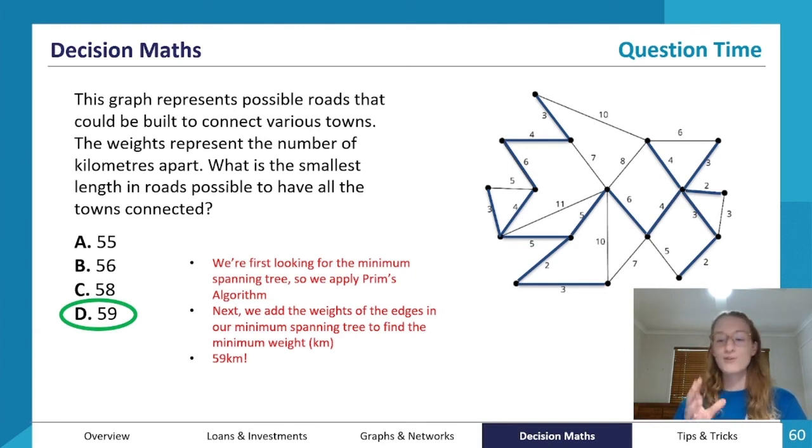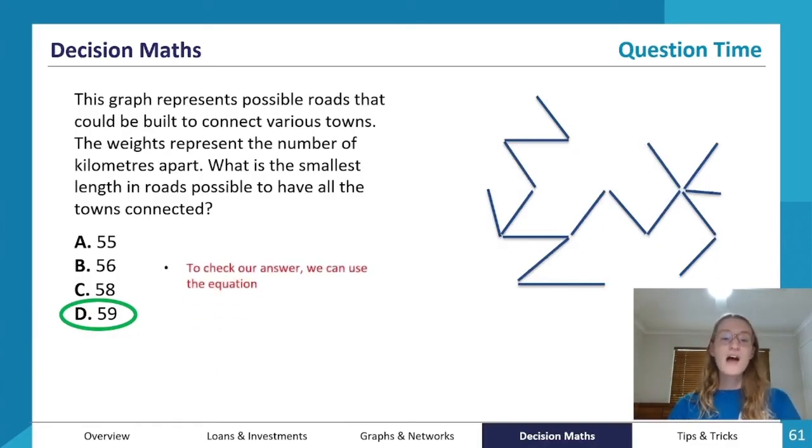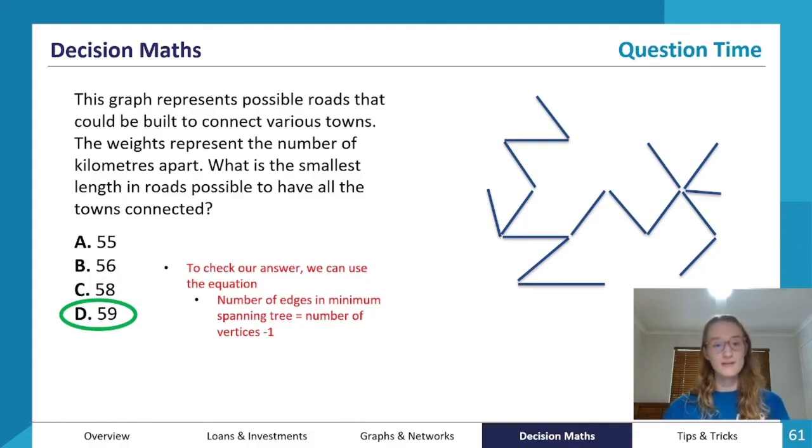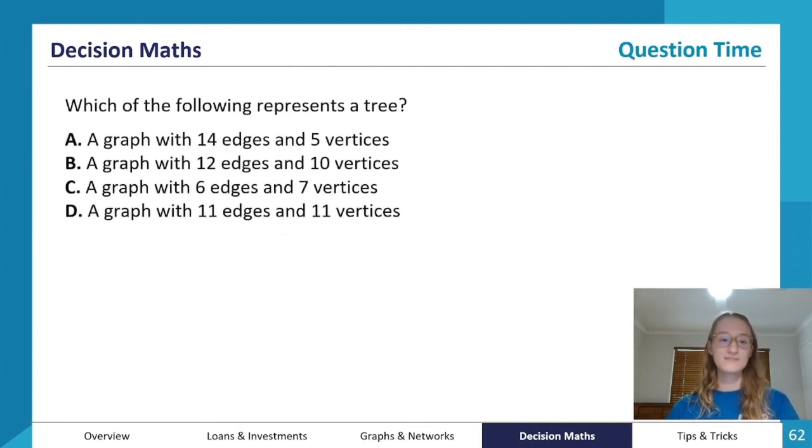So the most effective, most cost efficient, easy possible way we can connect all the towns is by having to build 59 kilometers of road. And to check our answer, we can also use the equation to make sure we added the right number of edges. So number of edges in the minimum spanning tree equals number of vertices take 1. We have 17 vertices and I've added 16 edges, so we can tick that off. We know that we've done it right. So that's an example of using Prim's algorithm to find a minimum spanning tree and solving a connector problem because we've found the most efficient way to connect all of our towns here.